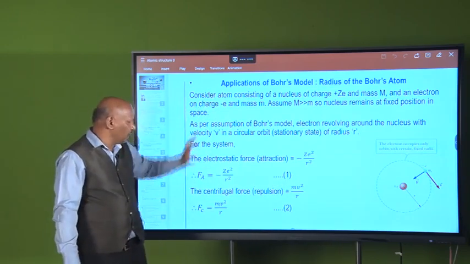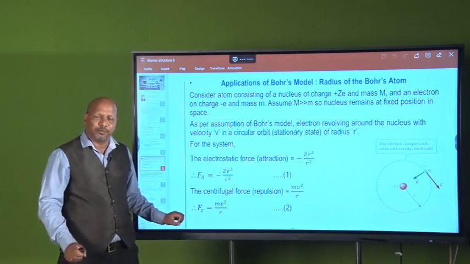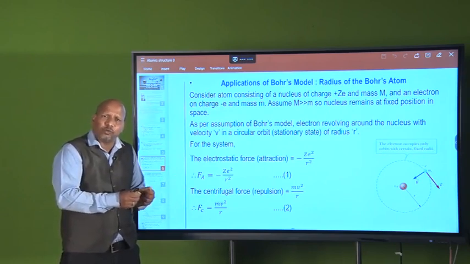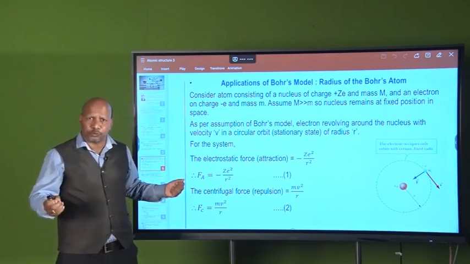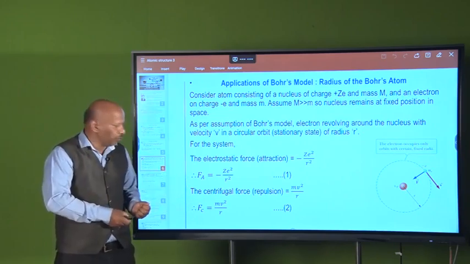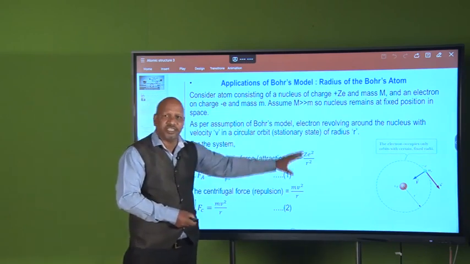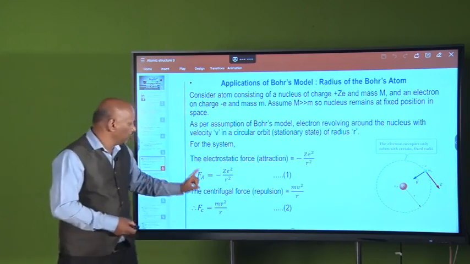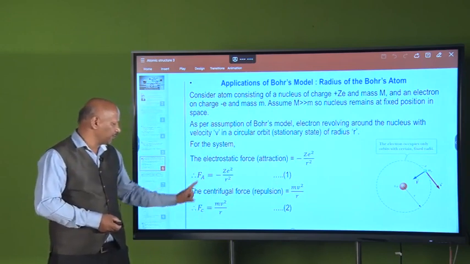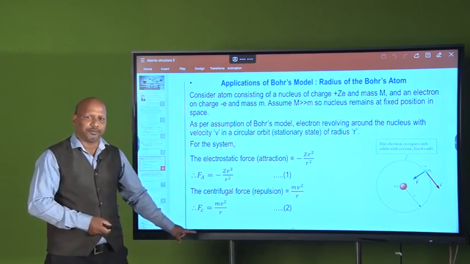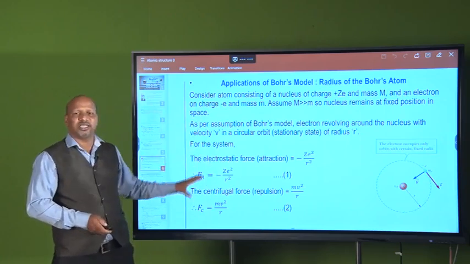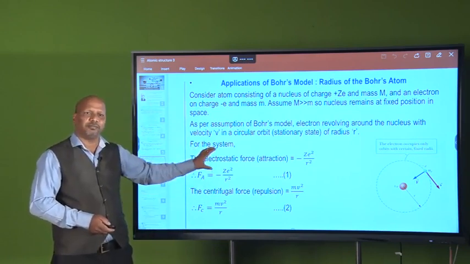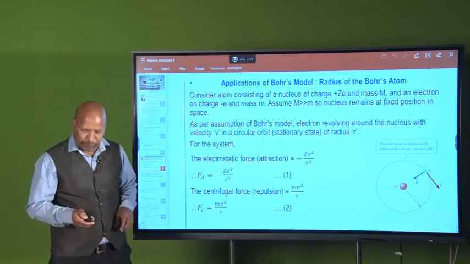Now for this system, what is the centrifugal force? This force is the repulsion force. When the electron comes towards the nucleus, the electron applies this repulsive force, so that's why the electron does not go into the nucleus. The centrifugal force for this system becomes mv square upon r. So now we have two forces: the electrostatic force, which is the attraction force, and the centrifugal force, which is the repulsion force.